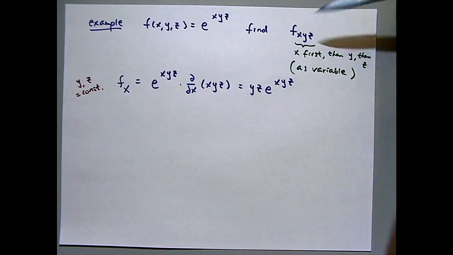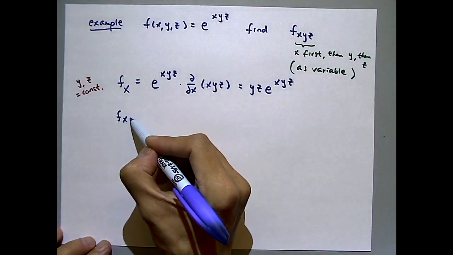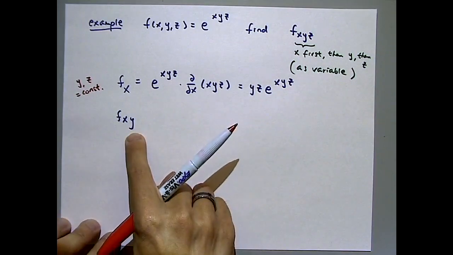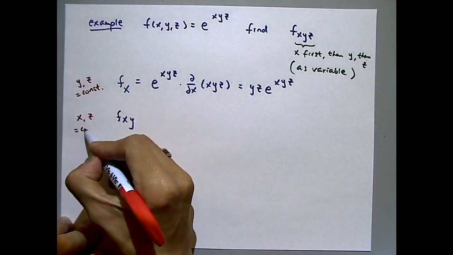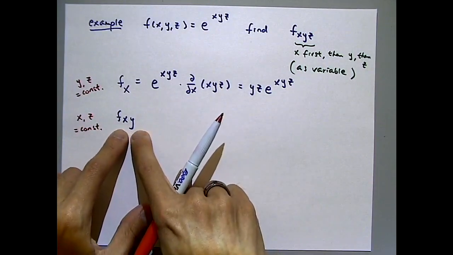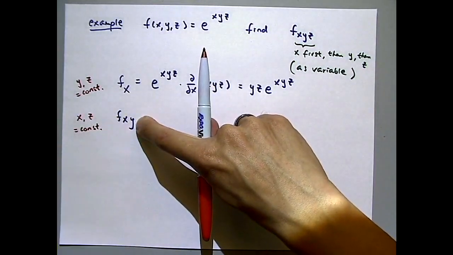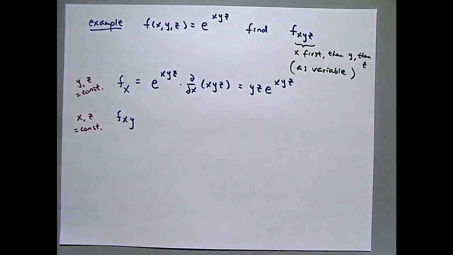Now we do the second part, f_xy, right? In the second step here, y is the variable. x and z are constants. Even though both the x and y show up here, we only read the last one. The last one tells you the variable at that step. x and z for that operation are both constants.